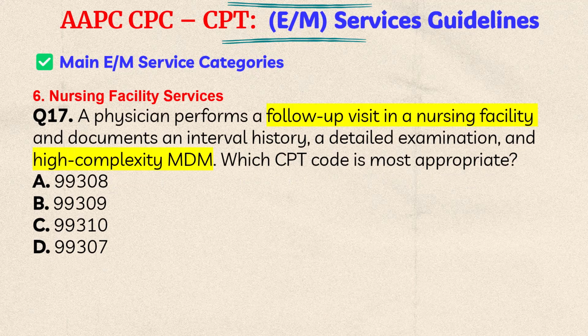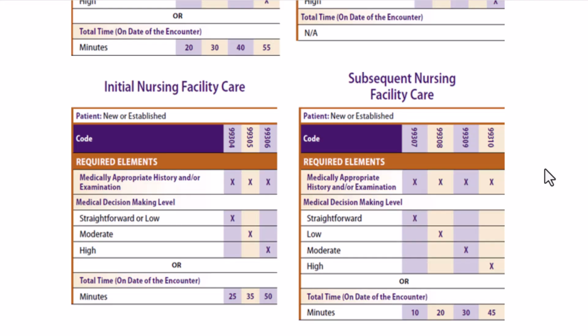Okay, in this case, you have to highlight that this is a follow-up visit in a nursing facility and high complexity medical decision making. The shortcut method is to go to the table. Here, this is subsequent nursing facility care and the high level of medical decision making. So the correct code is 99310.